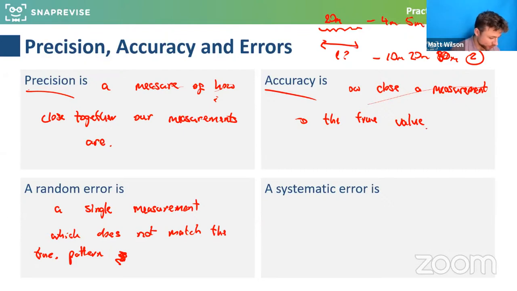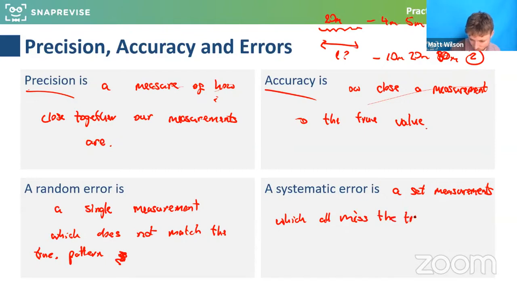Then there's a systematic error, and that's kind of a different thing. So a systematic error is a property of a set of measurements. You only know it's systematic if you have a load of them. A systematic error is a set of measurements which all miss the true value due to a consistent fault.